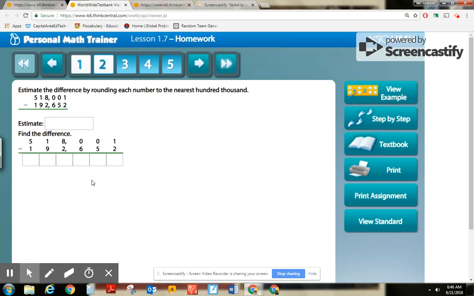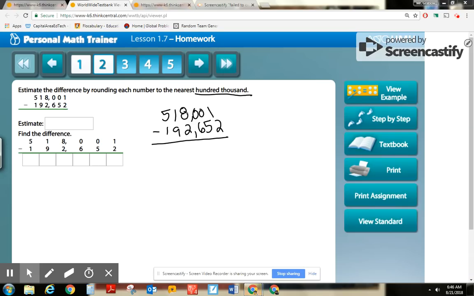Let's take a look at our next one. So here we go again. We have to estimate the difference. So rewrite it. Pause the video if you need to. I know sometimes I go a little quick. So we're going to rewrite them, and we're subtracting. Make sure that you're always paying attention to the math symbol.